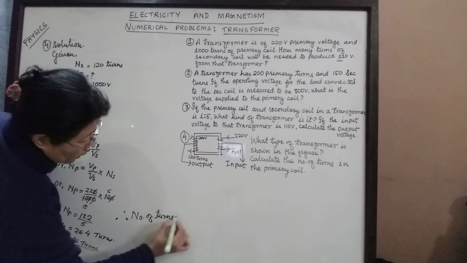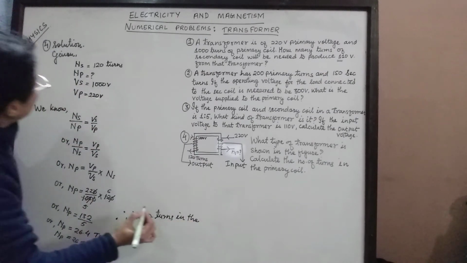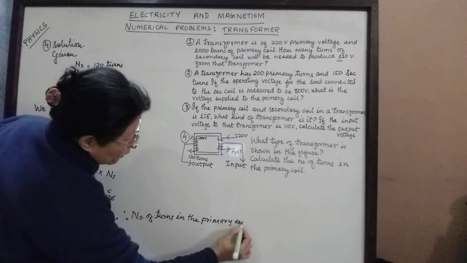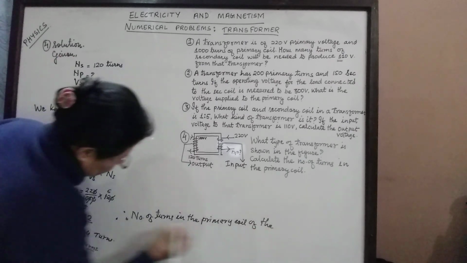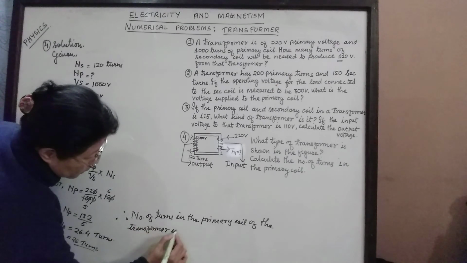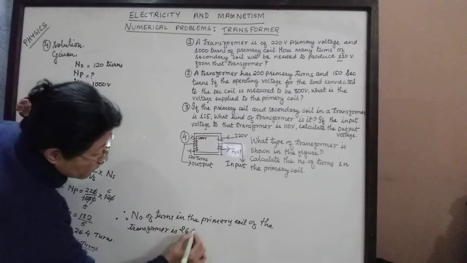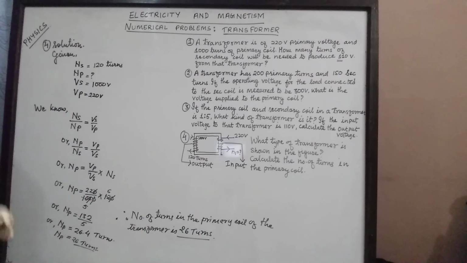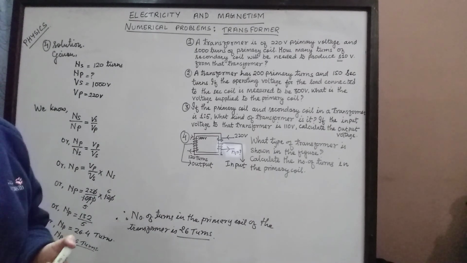Number of turns in the primary coil of the transformer is how many? 26 turns. These turns should be written with the unit turns every time, otherwise marks will be deducted. 26 turns. So this is the solution of question number 4. Now we'll see more numericals on the topic electrical power consumption later.